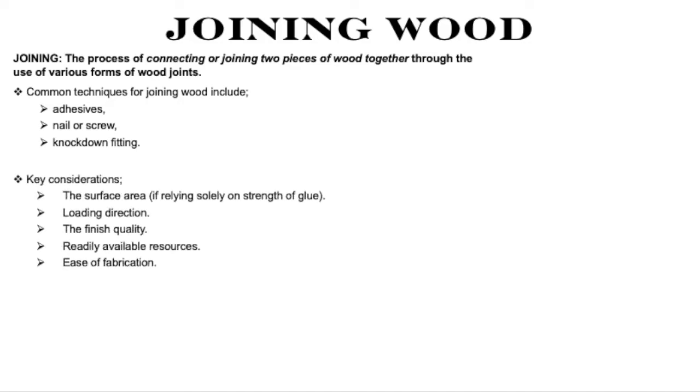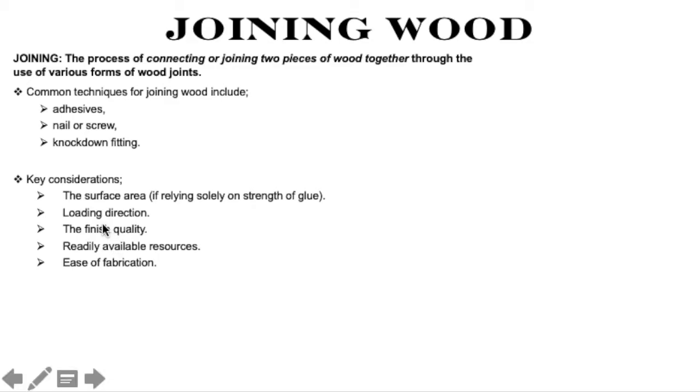And then what is important to consider when joining wood? I've just given a few key areas to consider, but there's obviously a lot more than this, which you guys also have to look out for when you're doing your research. So, one of the things that I've listed here is surface area. This is very important, especially when you are doing joints which rely solely on the strength of the glue.